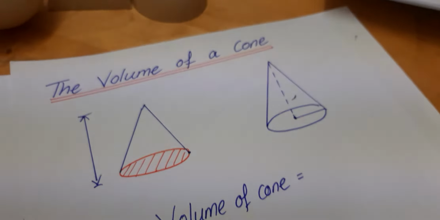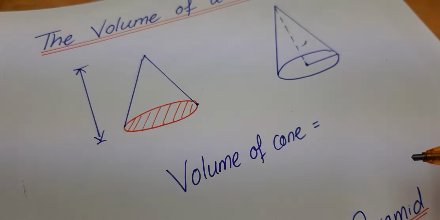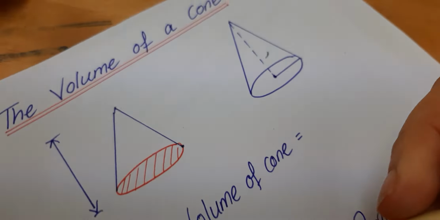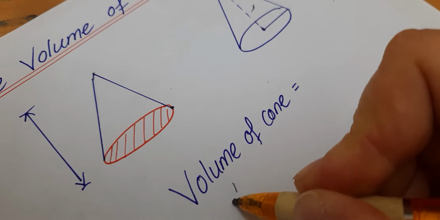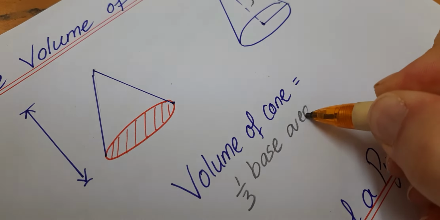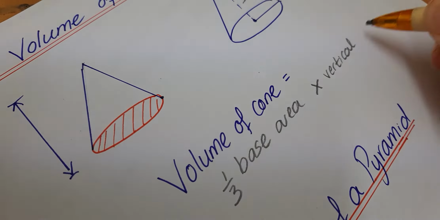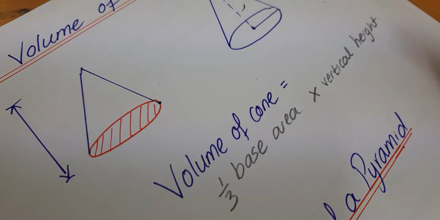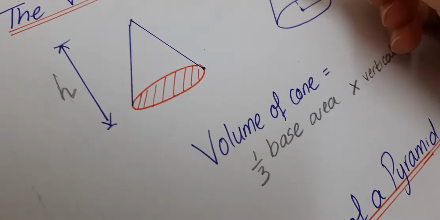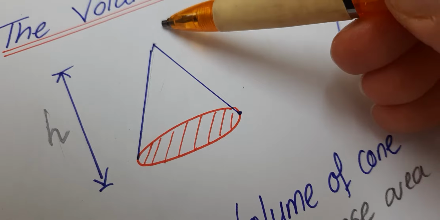As we can see, a cone has a circular base and it comes to a peak at the top. Okay, so what is the formula for a cone? The formula for the volume of a cone is 1/3 times base area, multiplied by the perpendicular height, or the vertical height, how tall it is. Why do we call it vertical height? Which is this here, we call it H. Because there is also something called a slant height, which is this here, which we'll see a little bit later on.